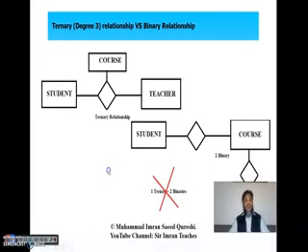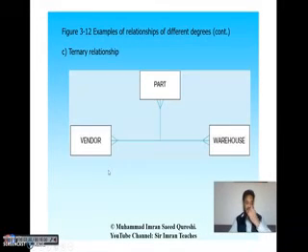Fine. So now here we have another example, that is vendor supplies parts to a warehouse. So this line describes that three entity classes are taking part in this relationship. So this relationship is giving me simultaneously information about which vendor supplied which part to which warehouse. So in fact, this kind of relationship is known as ternary or degree 3 relationship. So we have unary relationship degree 1, binary relationship degree 2, and now this one ternary relationship degree 3.